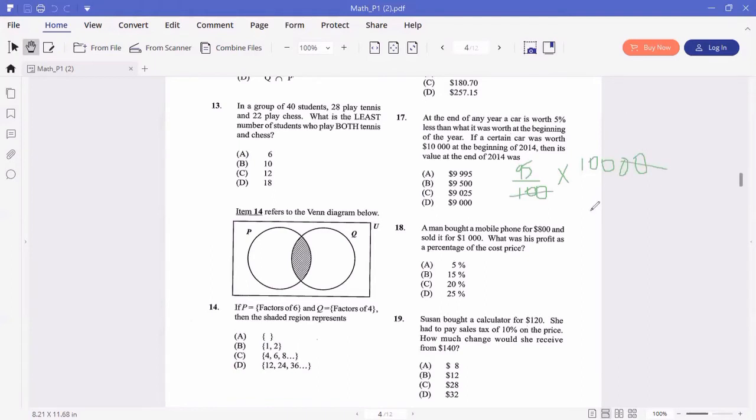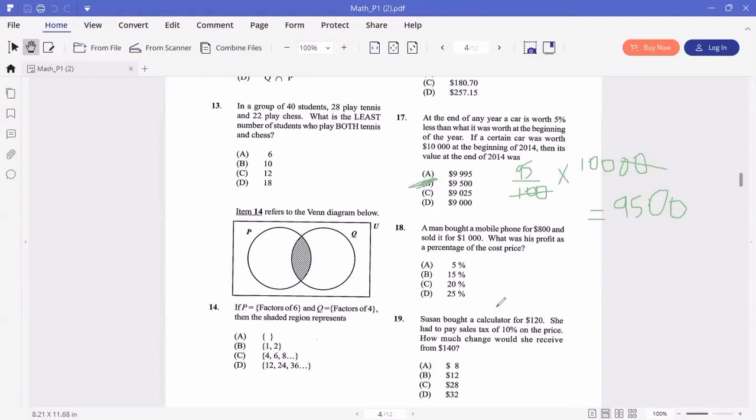Cancel zeros, I get 95 times 100. That gives me a value of 9,500. So that gives me an answer of B.